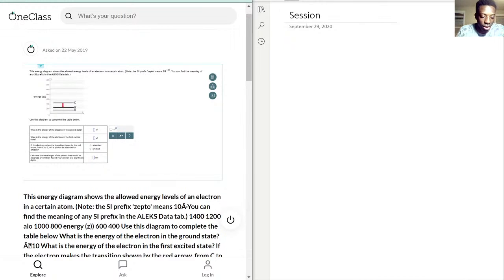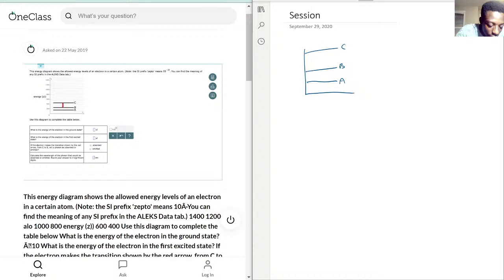Let's just draw what we see, okay? So the energy diagram shows energy levels of an electron in a certain atom. So just note that prefix, because zepto means 10 to the negative 21. It's important because you want to be able to keep your numbers in the right place. So let's just kind of draw a mock version of it. I'm just going to draw the lines and just draw what each of the lines signifies based on the chart. So we have A, B, and C all the way up here.